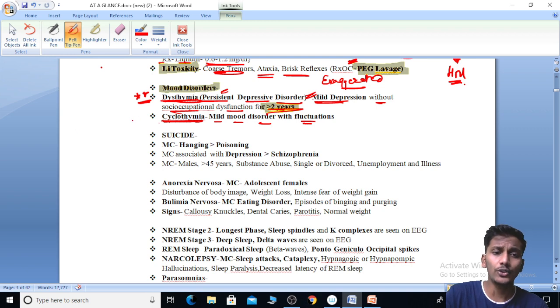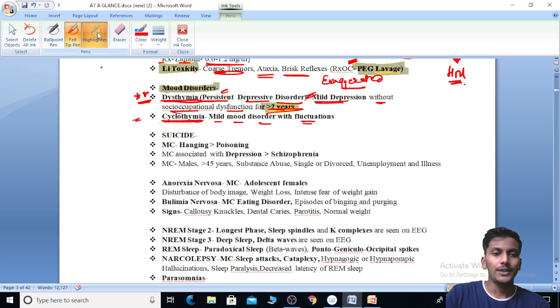And it is known as cyclothymia because there would be irregular cycles, okay? Kabhi khush hoga, kabhi dukhi hoga, okay? So there would be irregular cycles, cyclical hoga. So therefore it is known as cyclothymia, which is known as mild mood disorder along with fluctuations, right?